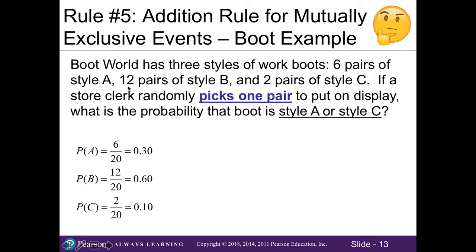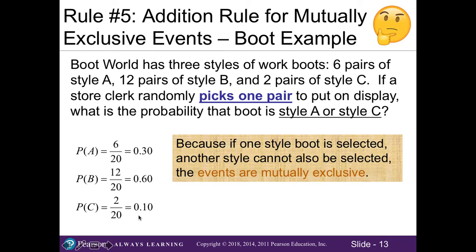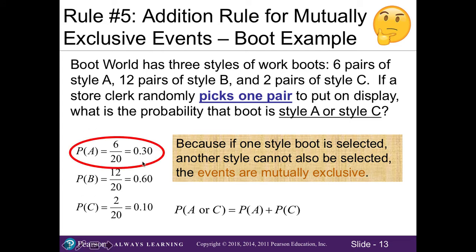We know that there are 12 pairs out of the total 20. That's 0.6 chance of getting a style B boot. And for style C, there are 2 pairs possible out of all 20 boots. That gives us 0.1. Because if one boot style is selected, another style cannot be selected because the store clerk can only pick 1 pair. We know then that the events are mutually exclusive. We know boot A is 0.3 chance of occurring, whereas C has 0.1 chance of occurring.